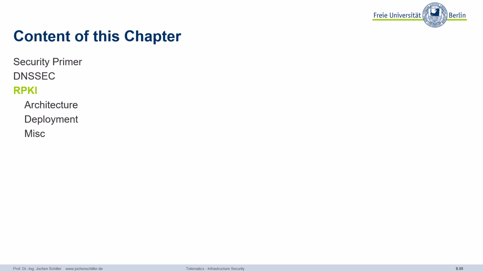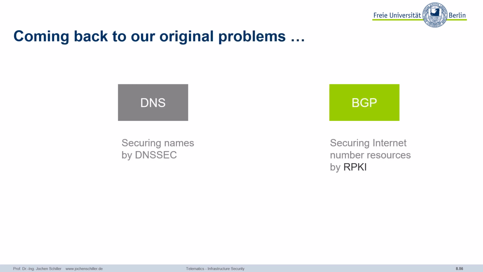Let's continue with our second topic. By now we know how to protect our mapping of whatever name.org to an address, and this can be done in a secure way. That's mainly what DNS is about. The second part is how we can secure our routing process.